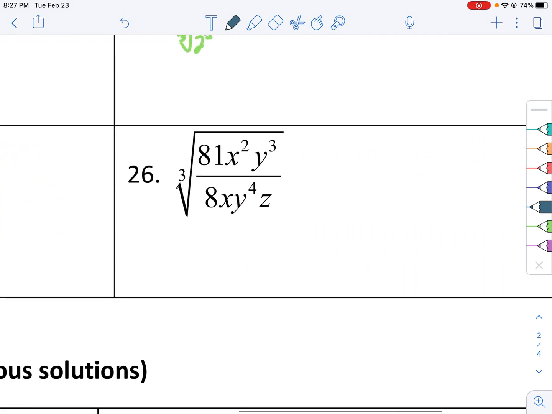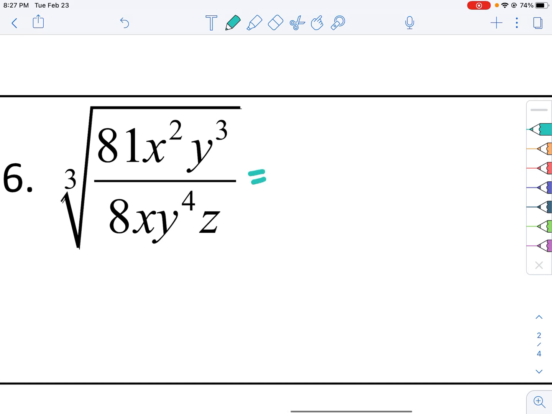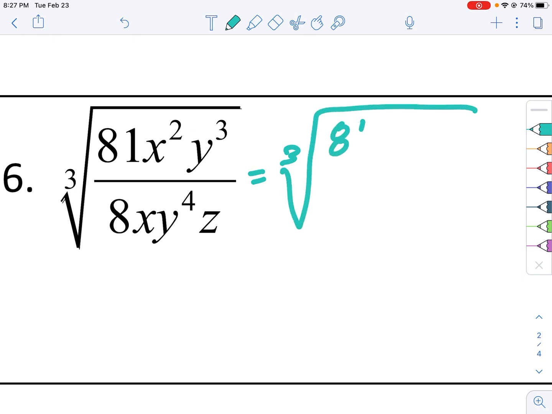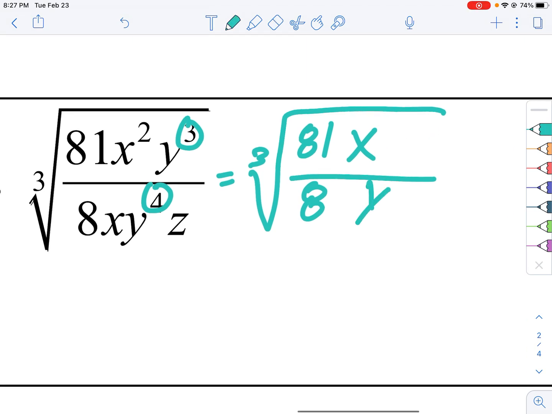Okay, next up, 26. 26 is kind of tough. I like to combine the x's first. So x squared and x. So this is cube root. 81 and 8 have to stay. They have no number that comes out of both of them. But x squared and x would make an x in the top. Y cubed with y to the fourth would make y to the negative 1, right? But y to the negative 1 is really just y in the denominator. And then that z is also just in the denominator hanging out.